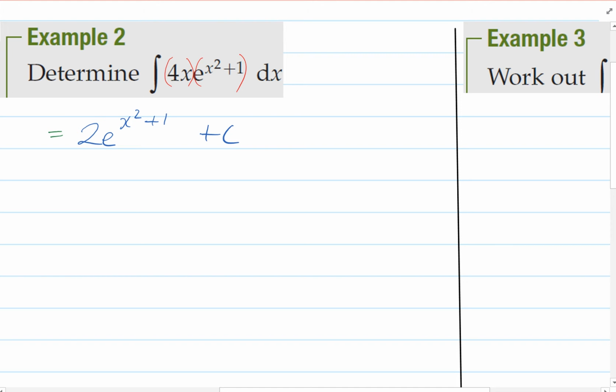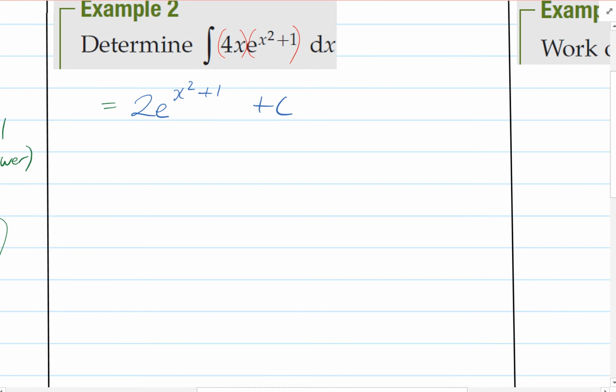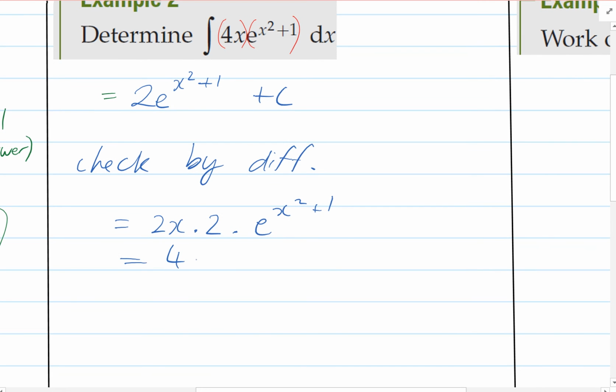We can check our answer by differentiating, and so if that's our integral, we'll just write check by differentiating here, and so we would get 2x times 2 times e to the x squared plus 1, which is 4x e to the x squared plus 1, which is what we had to start off with up here. So we know that we're correct.